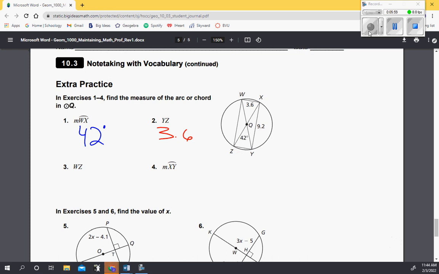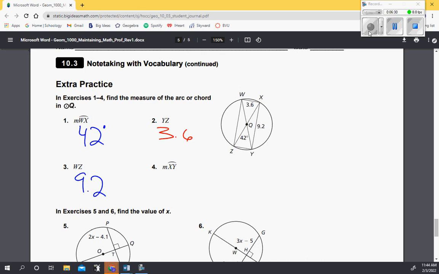WZ. WZ, these are two chords. I wish they would be a little more specific in our drawing and tell us that they're the same distance to the center. These two chords are the same distance to the center. So they are congruent chords. It's 9.2. Yeah, same as this one, 9.2.